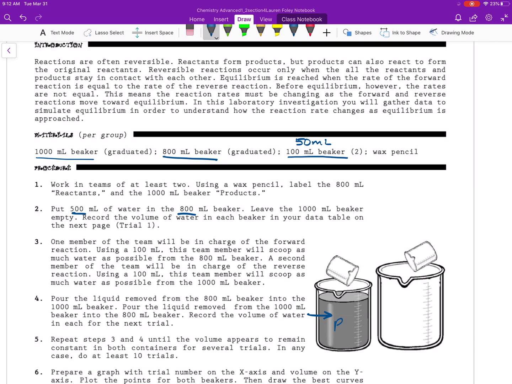This represents the amount of reactants that I have in my reaction. And at first, I have no products, right? Because I haven't done the forward reaction yet. My goal is to get my reaction to establish equilibrium.